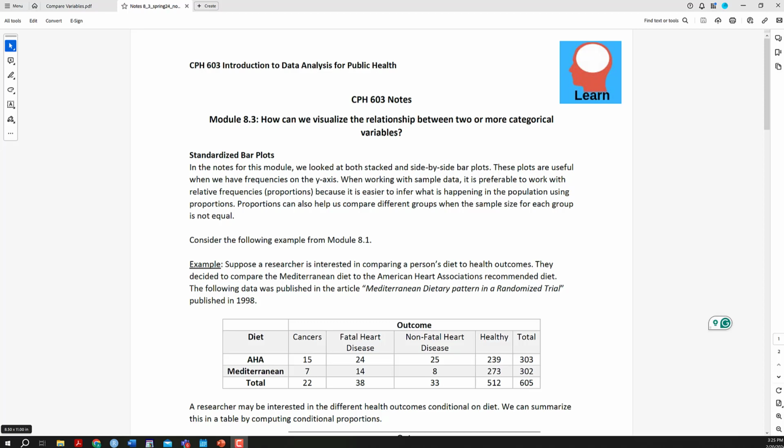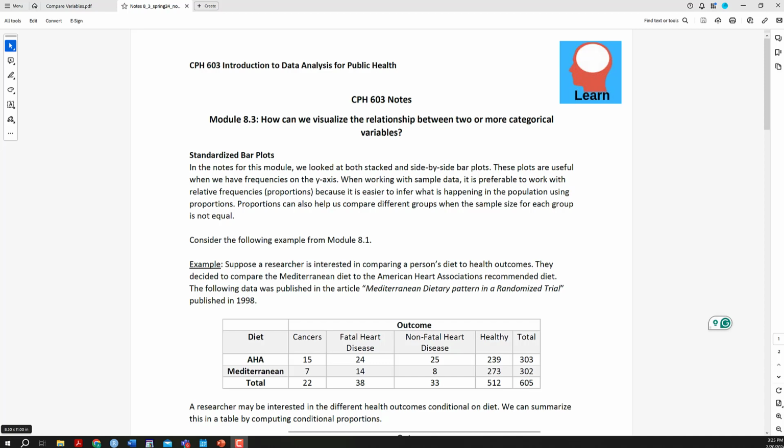In this video, we're going to look at ways to visualize the relationship between two or more categorical variables using R. But before we do that, we're actually going to look at a small note set first that talks about standardized bar plots as well as more about conditional probabilities.